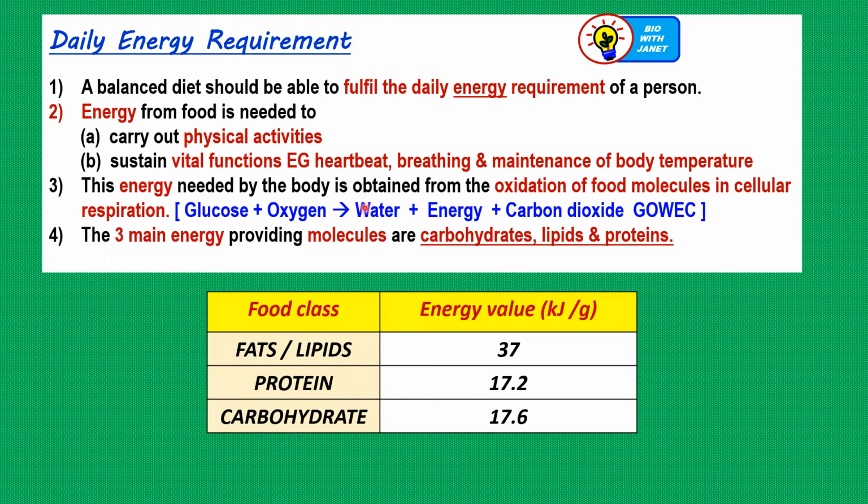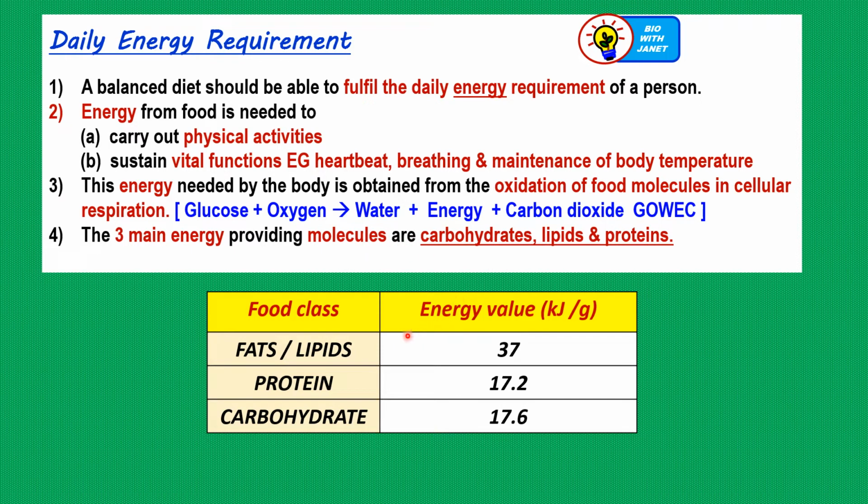37 degrees Celsius. So this energy needed by the body is obtained from the oxidation of food molecules in cellular respiration when the food molecules are broken down. That is especially glucose. Okay, it combines with oxygen and then it is broken down to form carbon dioxide and water. According to the equation GOET, glucose plus oxygen produces water, energy, and carbon dioxide. Now, the three main energy providing molecules are carbohydrates, lipids, and proteins.